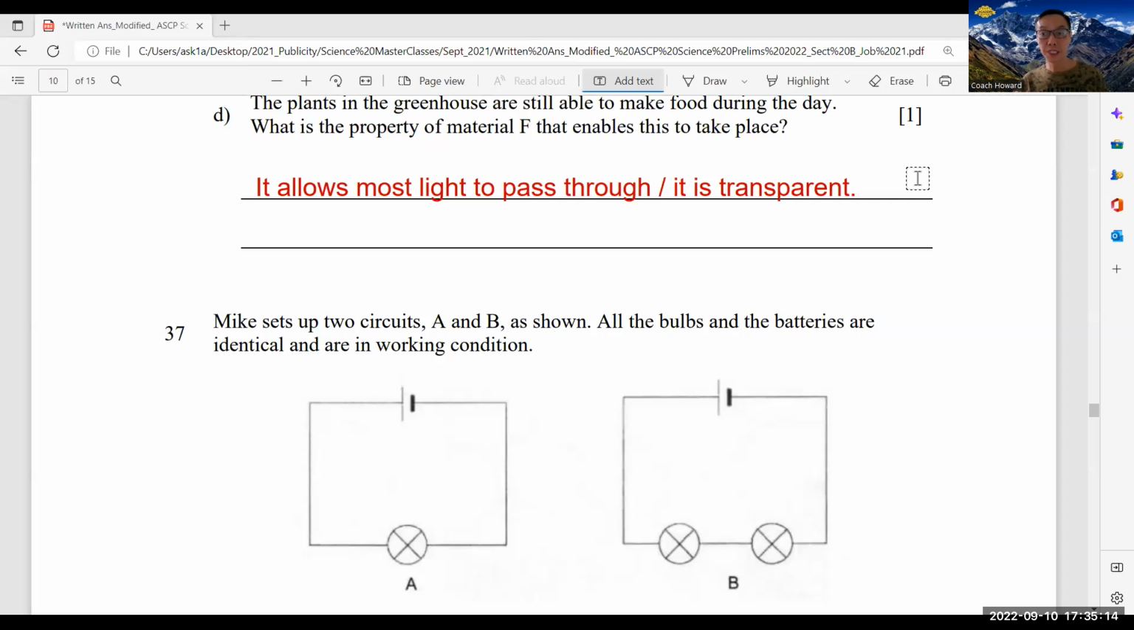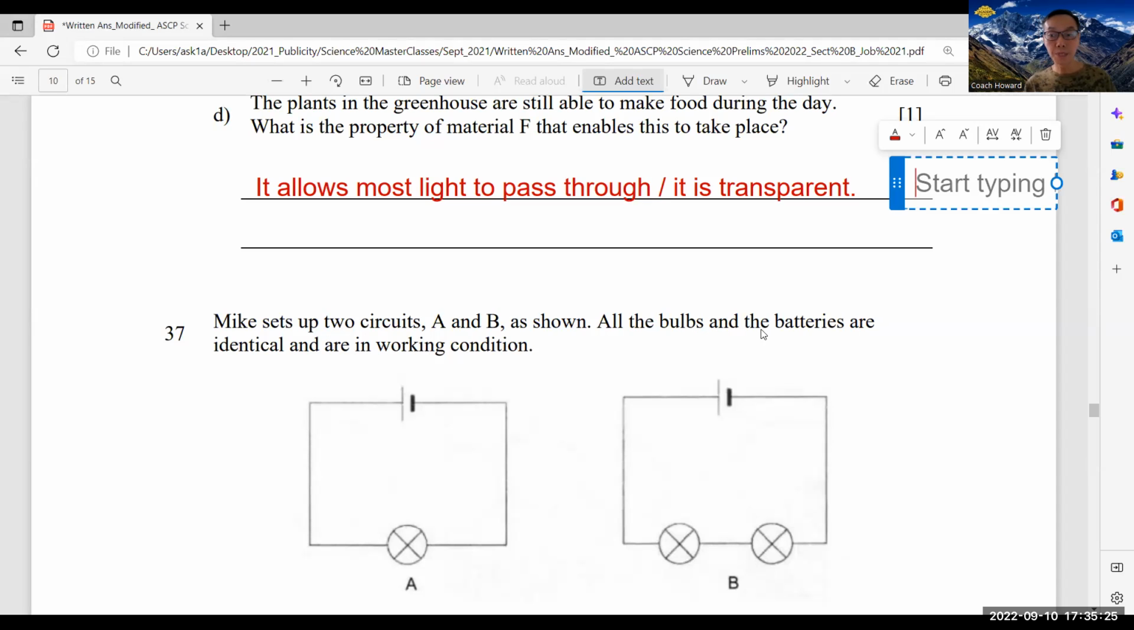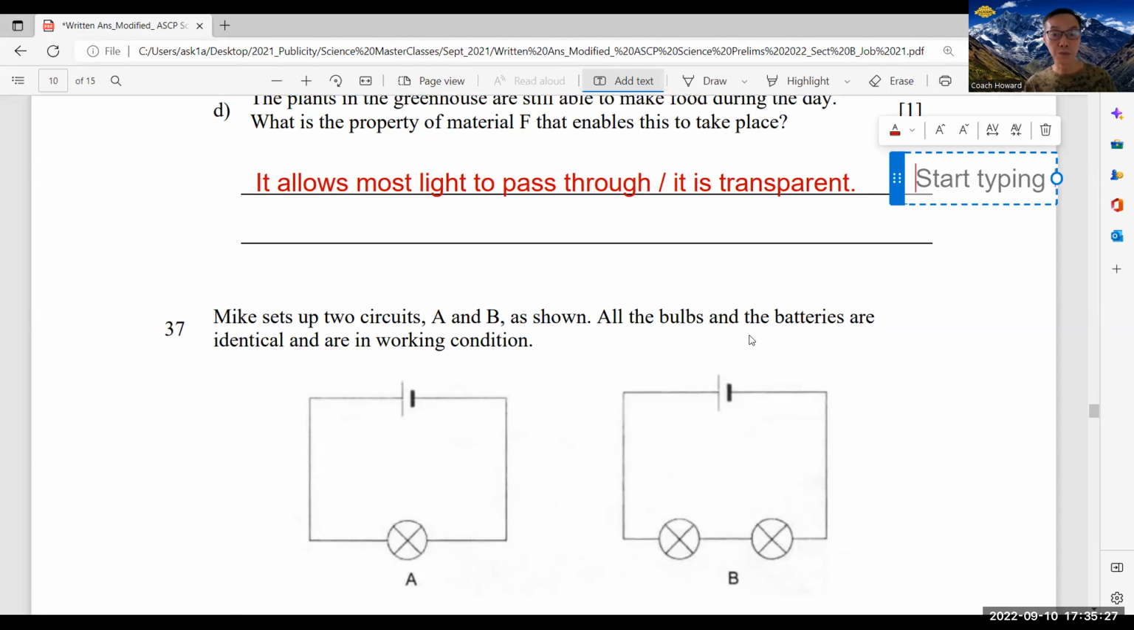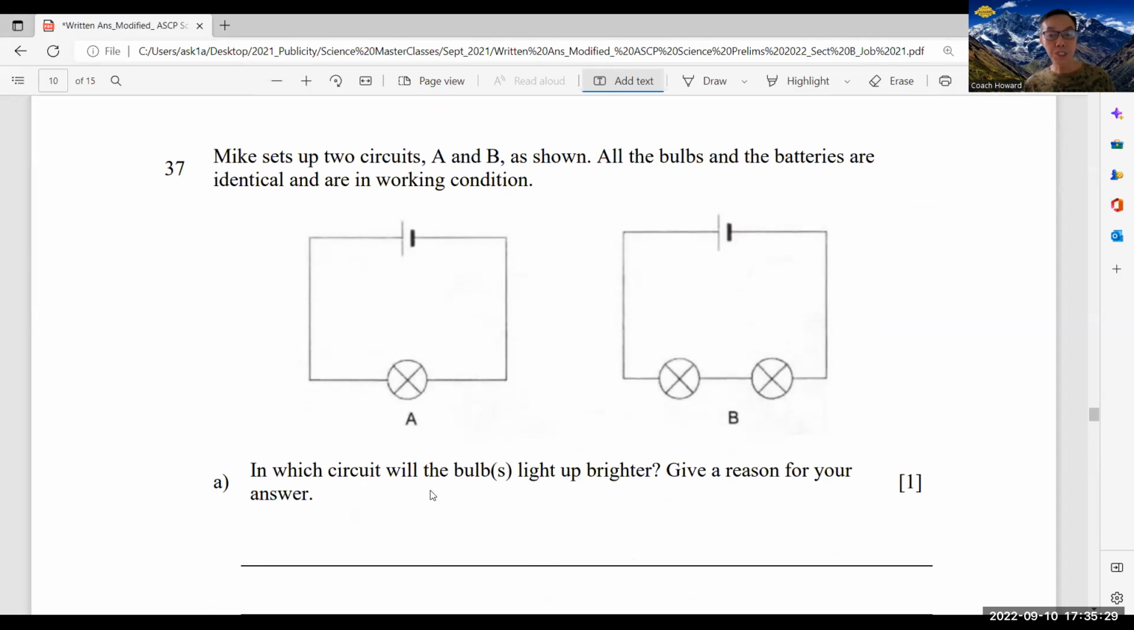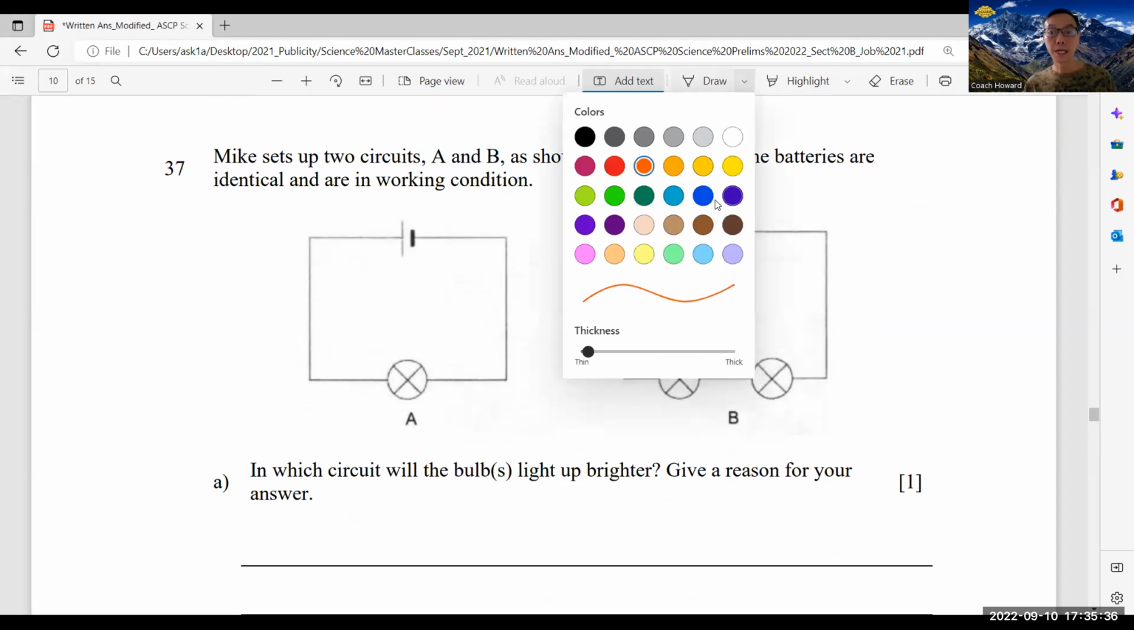Okay, let's look at the next question here. Mike set up two circuits, A and B, as shown. All the bulbs and batteries are identical and are in working conditions. In which circuit will the bulb light up brighter? So this is your understanding of circuit diagrams.